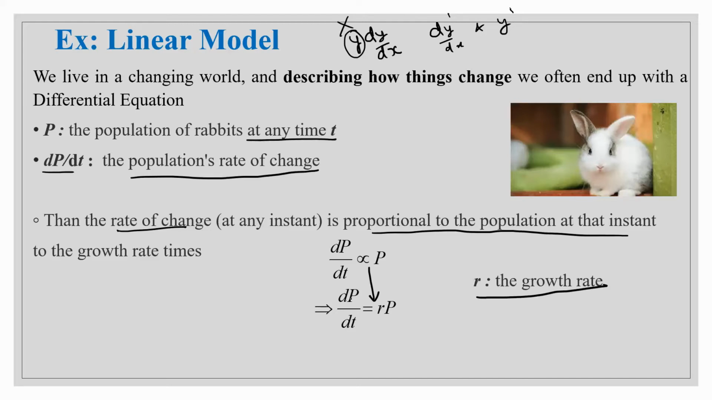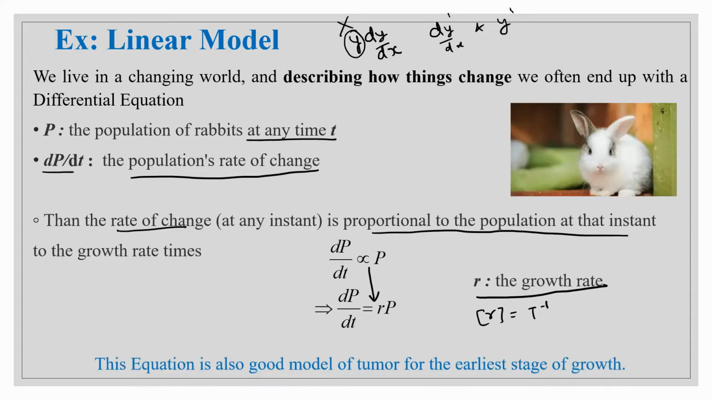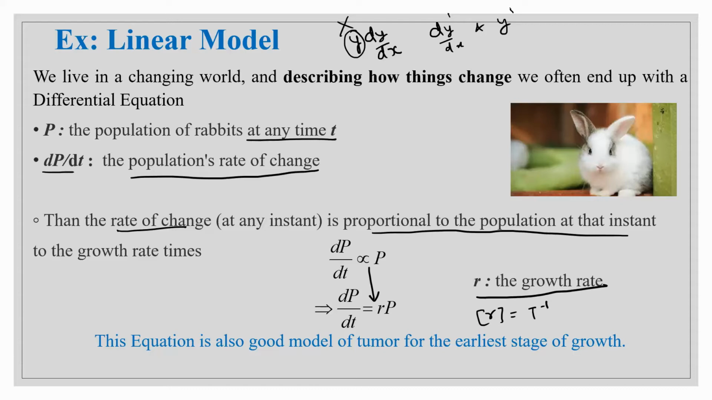If you do the dimension analysis, P has the dimension of density, and t has the dimension of time. So r will have the dimension of t inverse. Now this simple differential equation is also a very good model for detecting tumor growth at the earliest stage. So you can see how useful mathematical equations are.